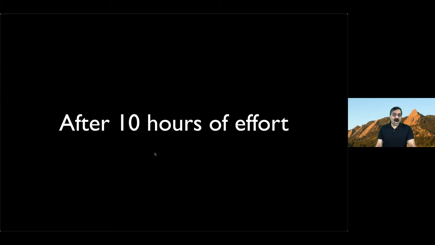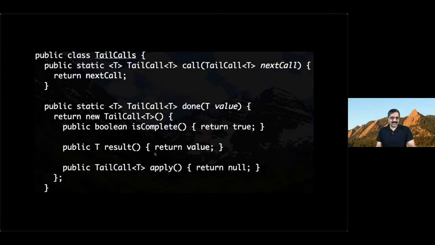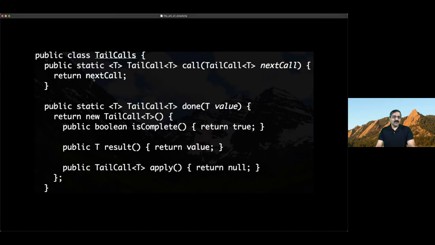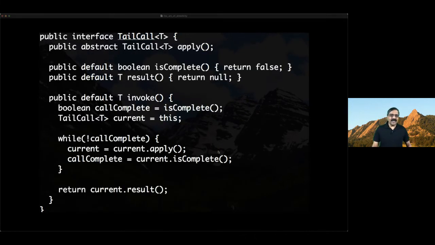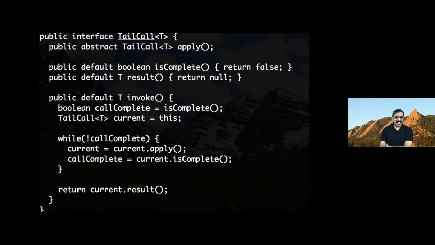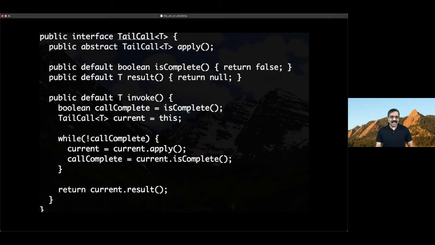And after 10 more hours of effort, I came up with this, where I said tail call returns the next call, and the done is saying return a tail call is completed is true, returned value is value, tail call returns a null, and then I wrote the function eventually for the invoke. If you notice what I do in the invoke function, I said is complete, and I get the current, while not call completed, current equal to current dot apply, and then I call the next one, and I go through iteration to do this.